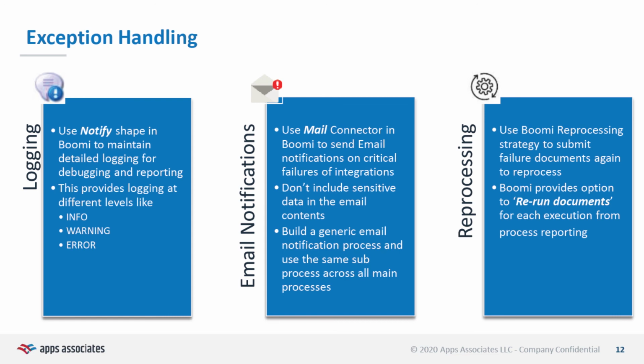The next one is email notifications. You can use the mail connector in Boomi to send email notifications on critical failures of integrations. We need to make sure to not include any sensitive data in the email contents. It is always a best practice to build a generic email notification process and use the same sub-process across all the main processes to send a generic formatted email notification.